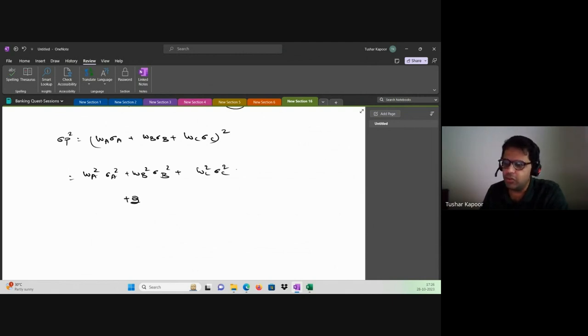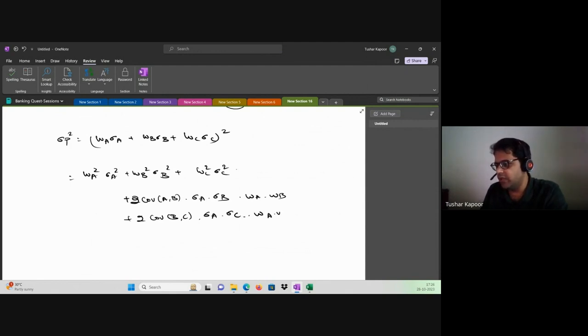And then we start talking about the two covariance terms. Two covariance A and B, standard deviation A, standard deviation B, plus two covariance B and C, standard deviation B, standard deviation C, and weight of B, weight of C, and two covariance A and C, weight of A, weight of C, standard deviation A and standard deviation C.